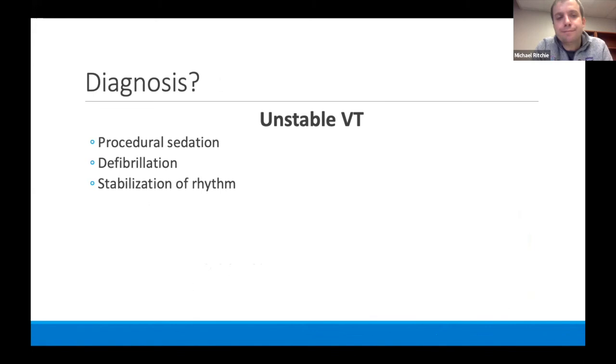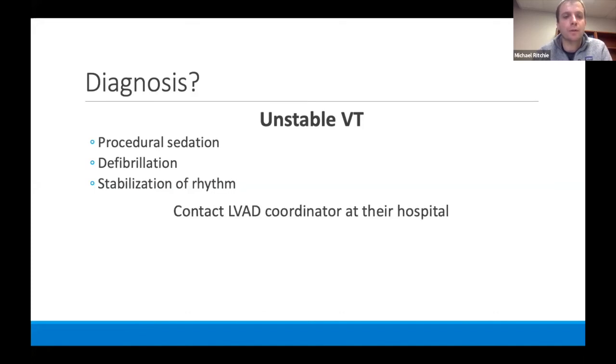procedural sedation, cardioversion, defibrillation, whatever you want to call it in this situation, stabilization of the rhythm, and kind of get them supported and look for causes of why they went into an unstable VTAC. Are they having low flows? Are they having mechanical obstruction? Is there some sort of electrolyte abnormality? Just go through your differential on things with that. And then obviously contact their VAD coordinator at their hospital.